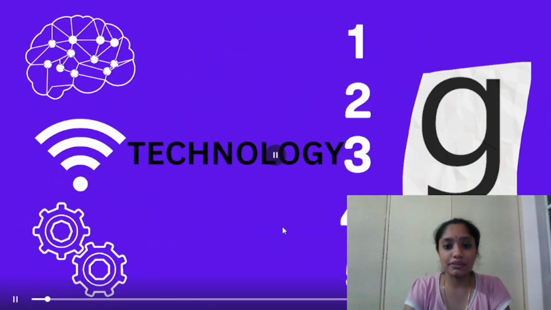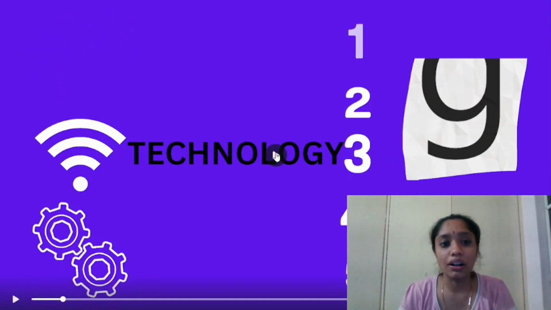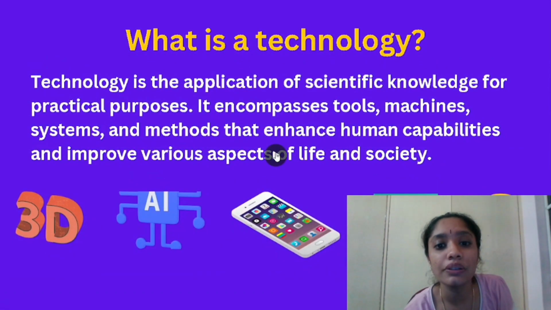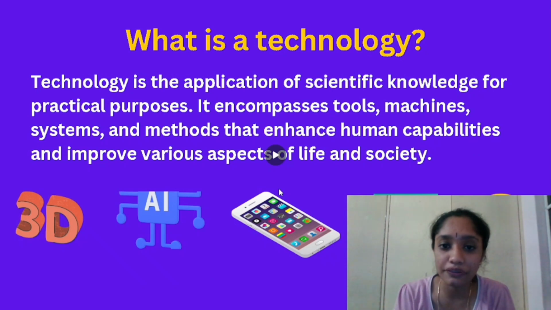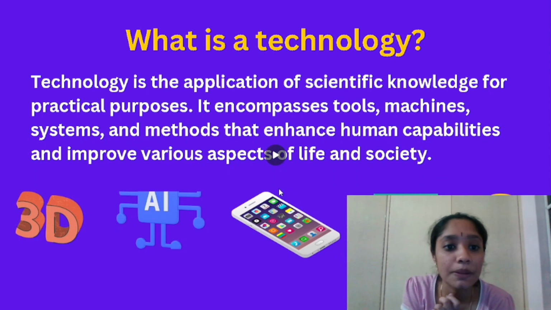Here is the topic which I'll be dealing with today: technology 1, 2, 3, 4, 5. So before going directly to 1, 2, 3, 4, 5 technologies, I'll be dealing with some basic concepts, that is technology. Okay, so what is technology? It is the application of scientific knowledge for practical purposes.